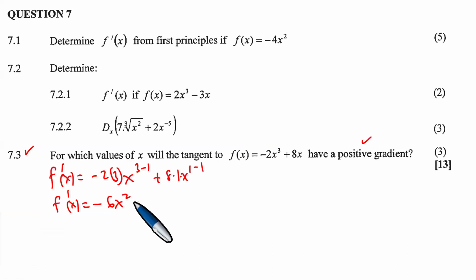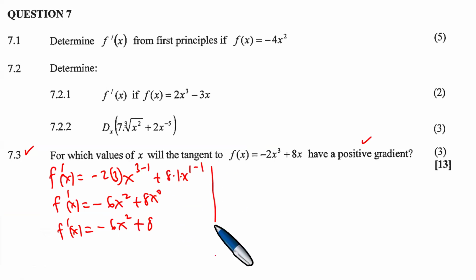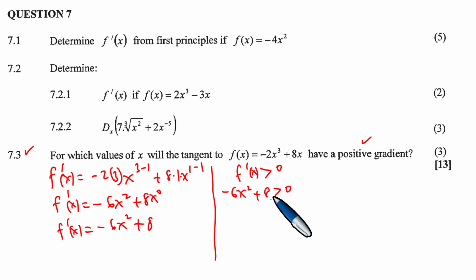And the 4 plus 8x to the 0. f prime of x is minus 6x squared plus 8, since x to the power 0 is a 1. Okay, but now we are saying I have a positive gradient, so the gradient must be positive. Positive means bigger than 0, which means minus 6x squared plus 8 is bigger than 0. Which means that x squared is bigger than minus 8.